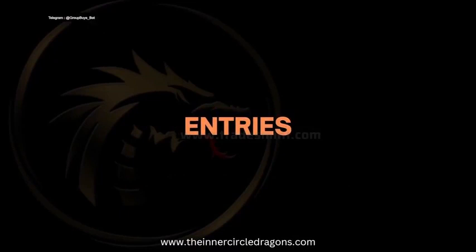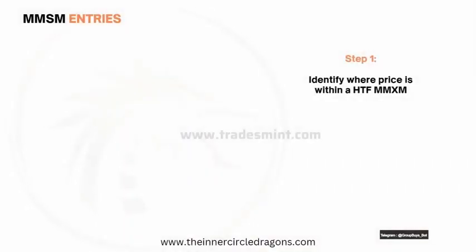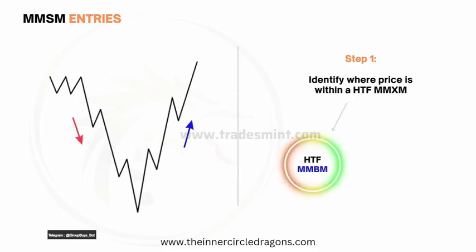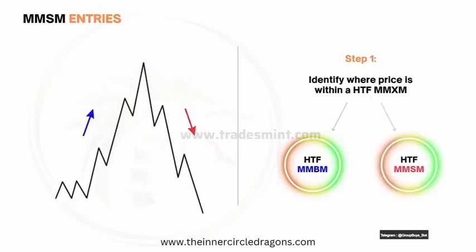Now, let's discuss the high probability entries that you can take in regards to the market maker model. Again, we're going to be concentrating on the market maker sell model. The first step is to always identify where price is within the higher time frame market maker model. Are we in a higher time frame market maker buy model, or are we in a higher time frame market maker sell model?